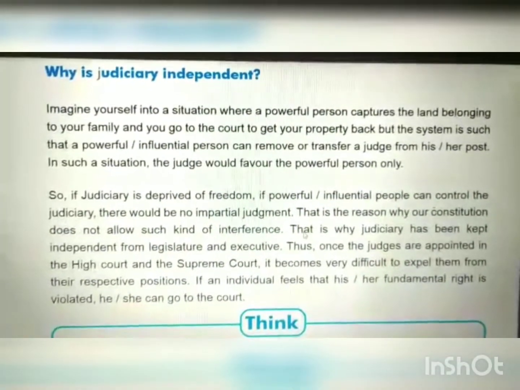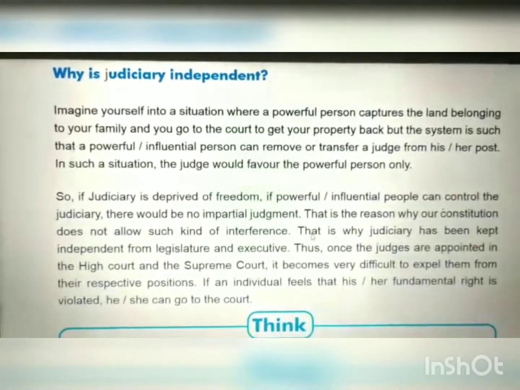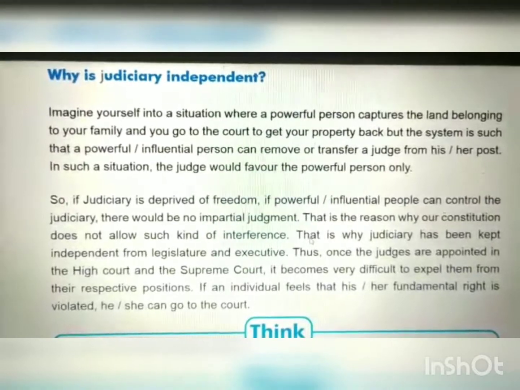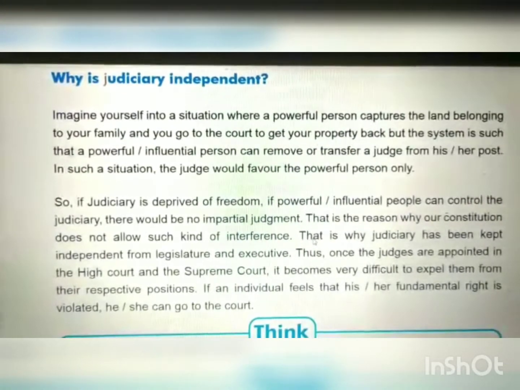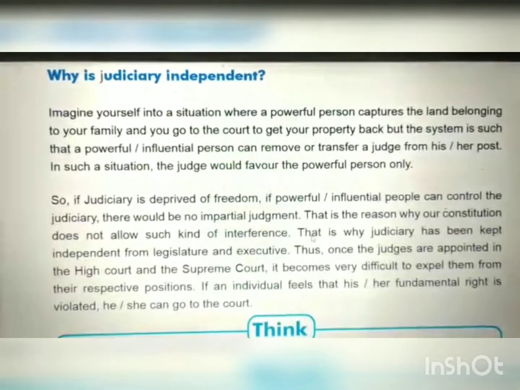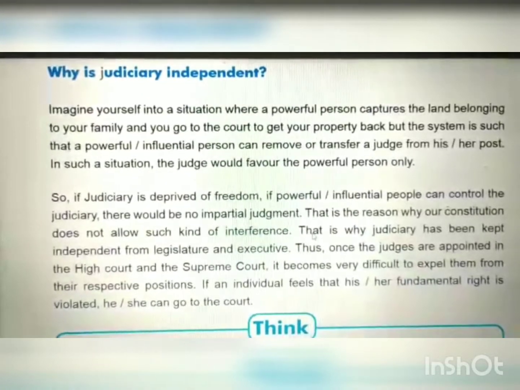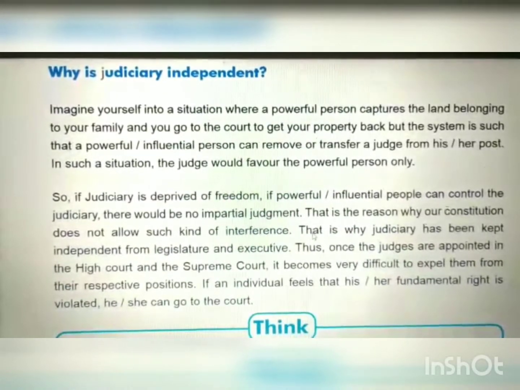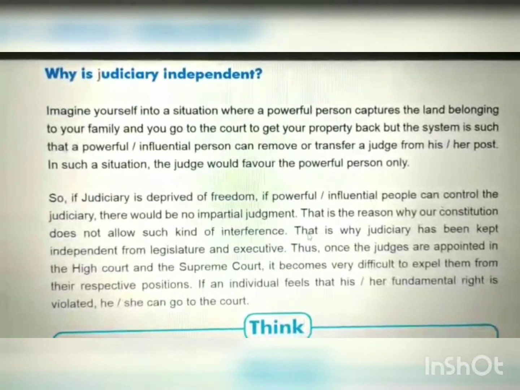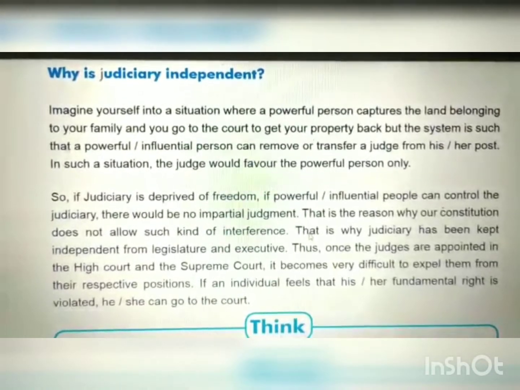So if the judiciary is not kept independent, then what will happen? Suppose your land is taken away by some powerful person and you go to the court for getting justice. Then the powerful or influential person who has taken away your land can threaten the judge that he will remove him from his job or post. In such a situation, what will happen? The judge will always favor the powerful person only. That is why the judiciary is kept separate from the legislature and executive, so that nobody can use their influence and pressurize the judge.